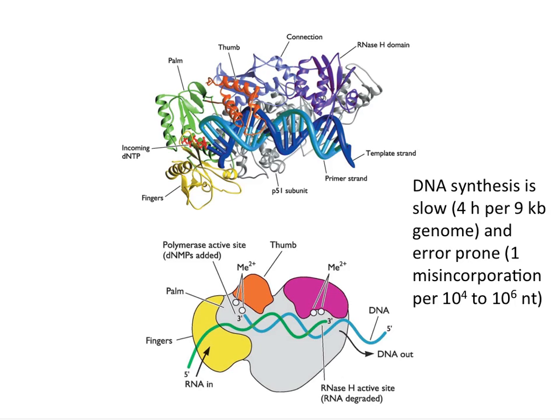So this enzyme is pretty slow. It takes about 4 hours to copy an RNA genome. It's about 9 kb, these retroviral RNAs. It takes about 4 hours to copy it. And it makes a lot of mistakes. It makes an error every 10,000 to 1 million bases. All right? And that's typical of RNA polymerases in general. We'll come back to that later.